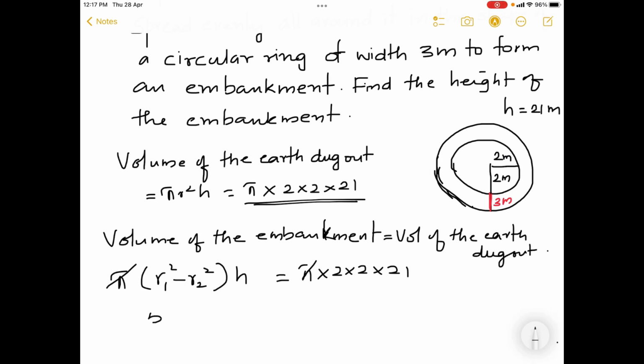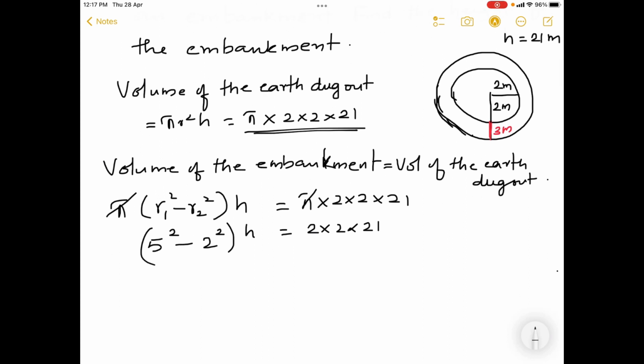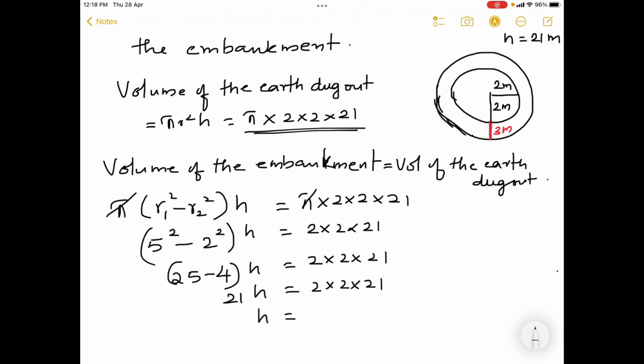Pi and pi cancel. r1 is equal to 3 plus 2, 5. So 5 square minus 2 square, into h, is equal to 2 into 2 into 21. 25 minus 4 is 21, so 21 h is equal to 2 into 2 into 21. h is equal to 2 into 2 into 21 divided by 21, is equal to 4. Height of the embankment is equal to 4 meter.